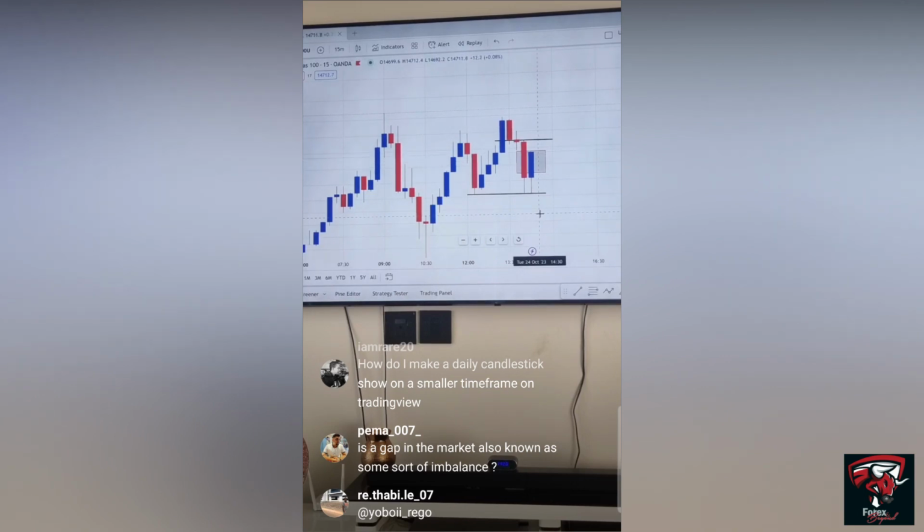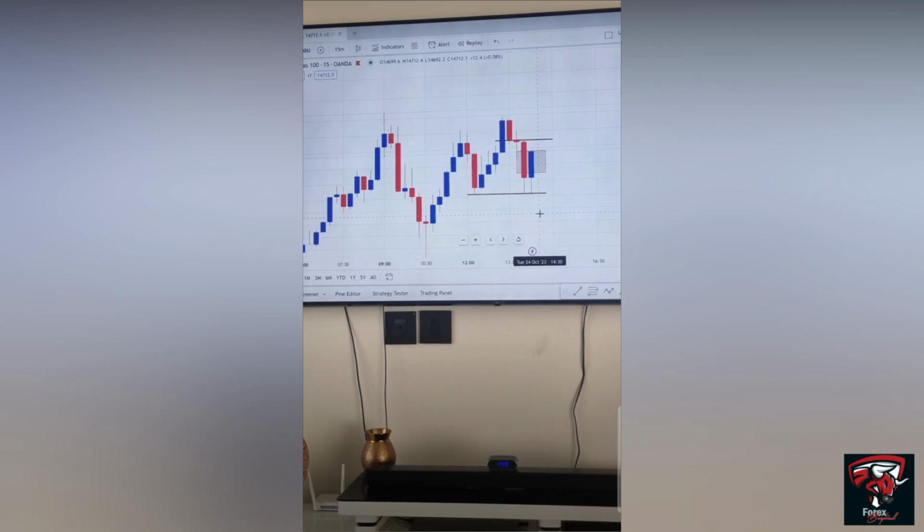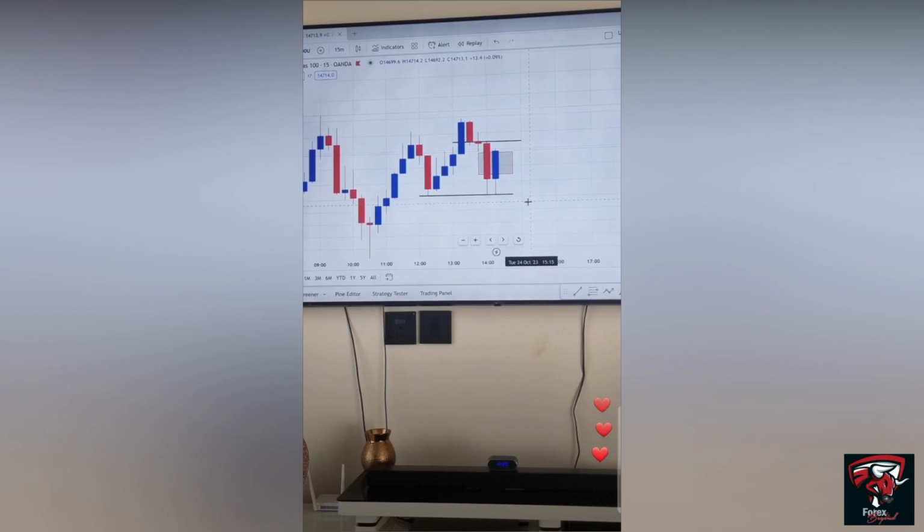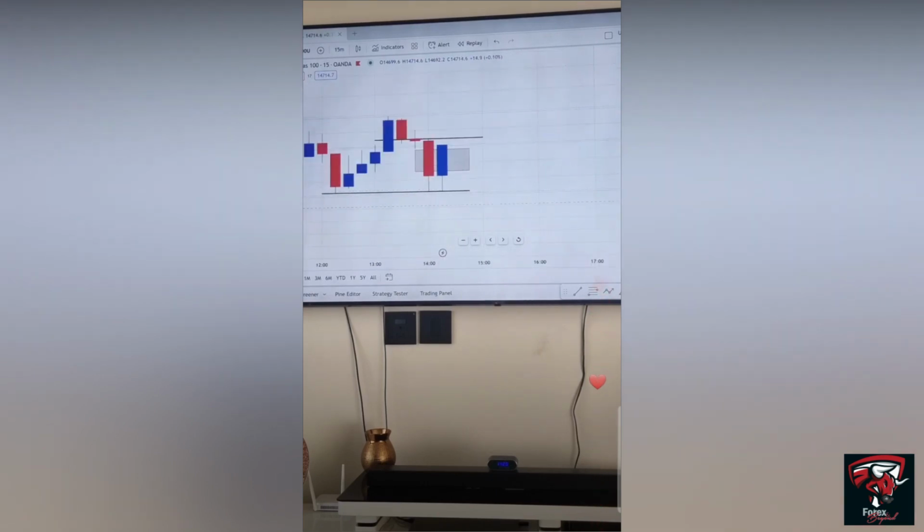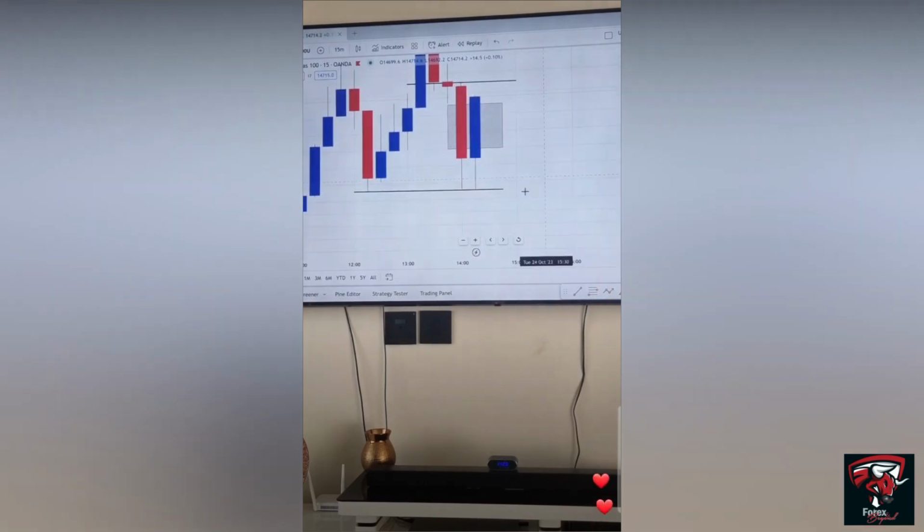So remember, price out that high, taking out the low. Okay, so obviously now it wants to take out that high. Why? Because the price took out the low.